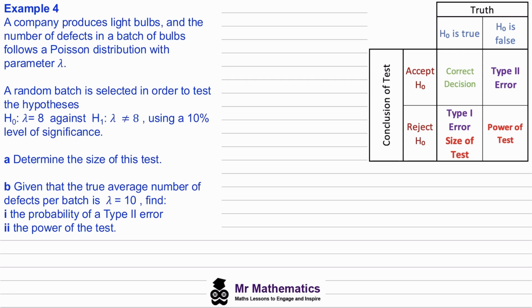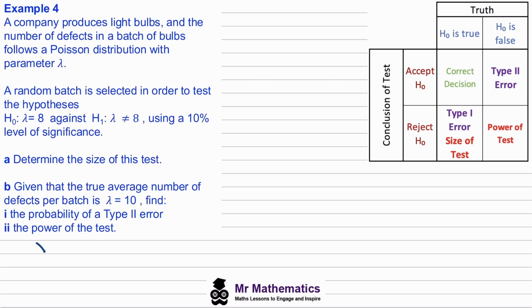So in example 4, we're given this real life situation. Do you want to read through the question and then try and work out the size and the power given the correct value of lambda? You can pause the video, and when you come back, we'll go through the solution. Okay, how did you get on with that? And did you identify this as a two-tailed test? Well, let's go through it.